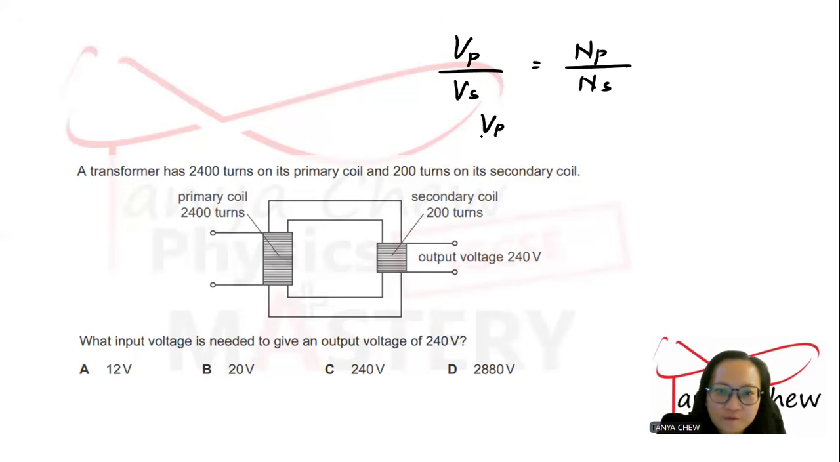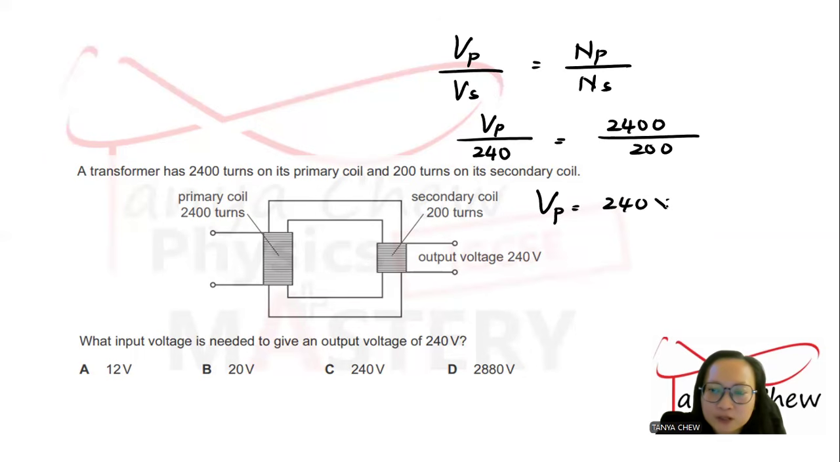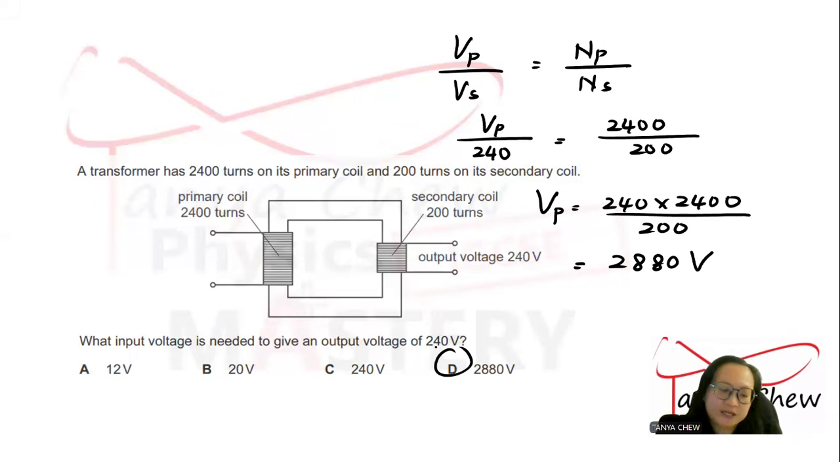Vp over Vs is 240 and Np primary, which is 2,400 over 200. So primary voltage is 240 times 2400 divided by 200. So your answer should be 2,880 volt. D is the answer.